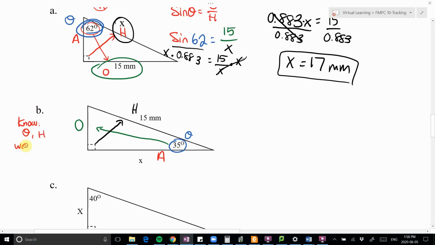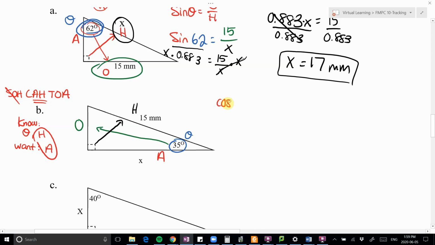What I want to find here is a. So once again, we're looking at a and h. So we go to my SOHCAHTOA, right? Which ratio contains a and h? OH? Nope. Here's my AH. So that means cosine is the ratio I'm going to be using here.